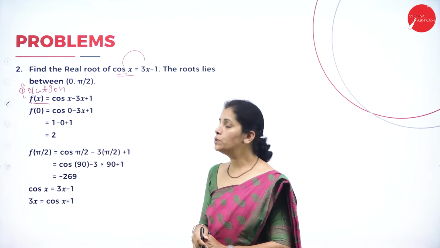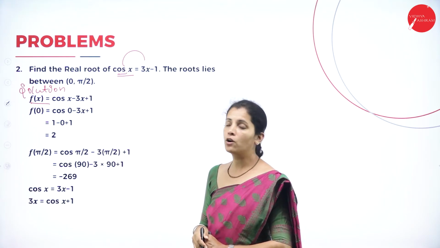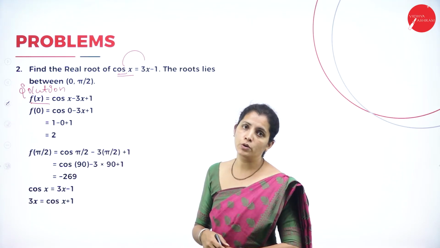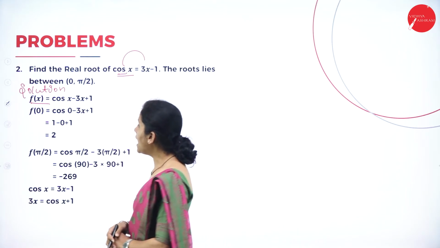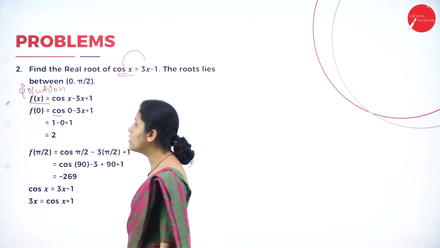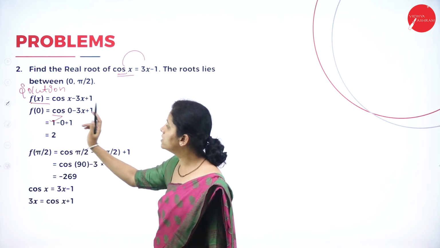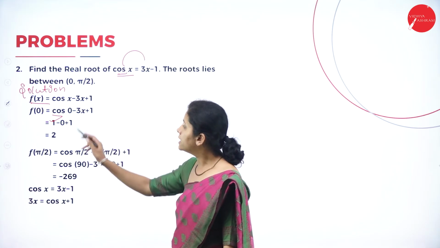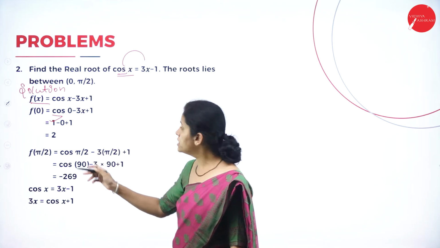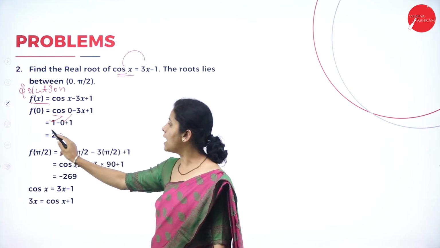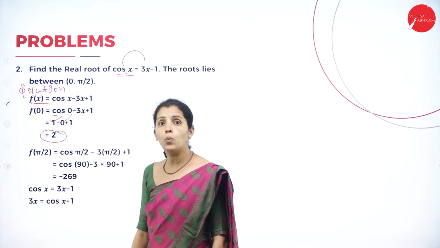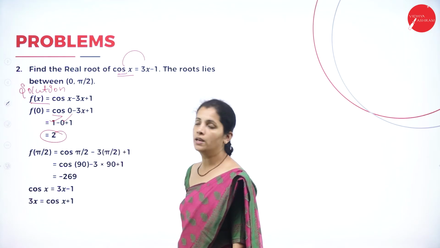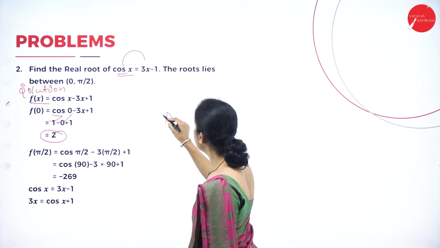Now, I'm going to substitute the values because here I have two points. When I substitute cos of 0, I'm going to get 1, and minus 3x, that is, x is 0, 3 into 0 is 0, and I have 1. So, the answer is 2. That means, when x is 0, the answer is 2.